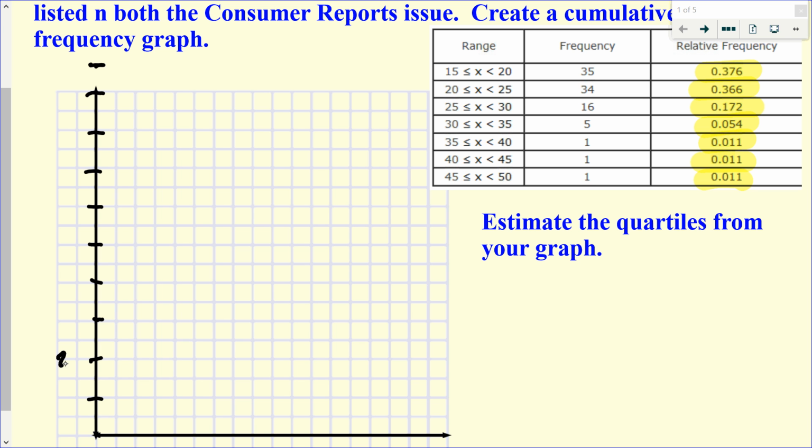So here is 20, 40, 60, and 80. Okay, and this is our cumulative frequency. So cum, and that is 8%. And across here, across the x-axis, we're going to put our classes.